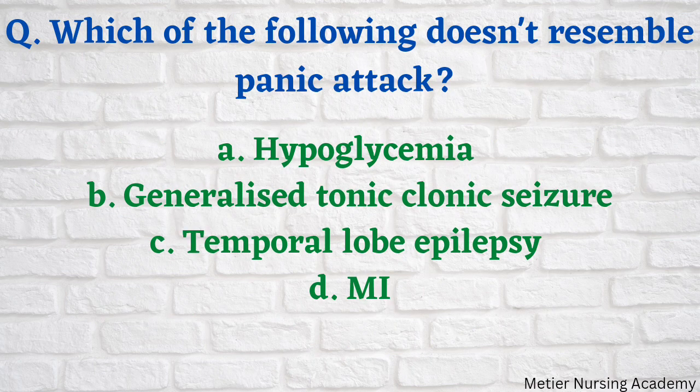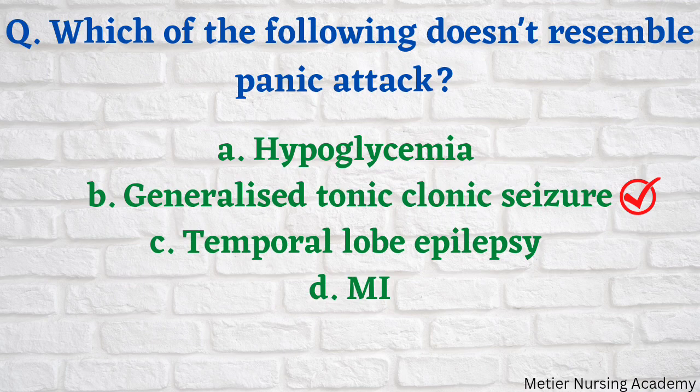Which of the following does not resemble panic attack? Hypoglycemia, generalized tonic-clonic seizure, temporal lobe epilepsy, myocardial infarction. This question was asked in NIMHANS 2019. And here the right answer is option B, generalized tonic-clonic seizure. The rationale behind this is, patients with generalized tonic-clonic seizure have tonic and clonic movements. Underline the words tonic and clonic movement, which are not seen in panic attack.